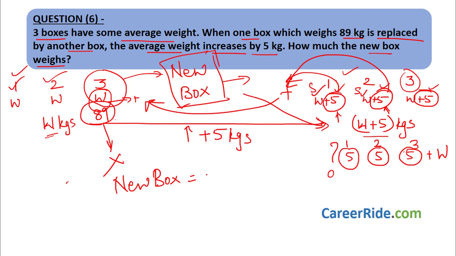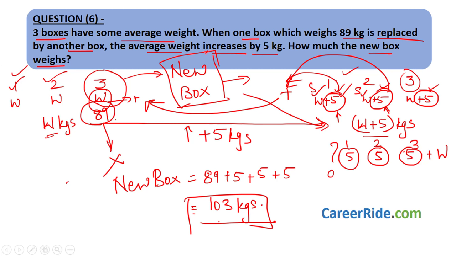So, what should be the weight of the new box? It should be 89, that is the original box weight, plus it should compensate for this increase of 5, right? Because the average increases by 5, there is an increase of 5 for the first box, an increase of 5 for the second box and an increase of 5 for itself also, because when the average increases by 5, 5 is added to each of the individual weights. So what would it be? This is nothing but 103 kgs. Okay, it is very easy.